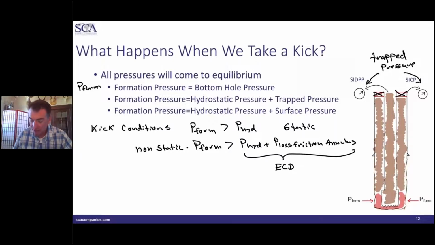Okay, and these will be different for reasons I'll talk about going forward. But as soon as that trapped pressure plus the hydrostatic pressure in your well bore equals the formation pressure, that is when the well bore stops kicking. Okay, and then the well bore will be static at that point. It will no longer be taking an influx. So at this point, we can actually determine formation pressure, and that's what we're going to look at going forward.